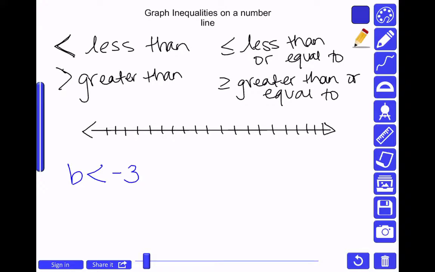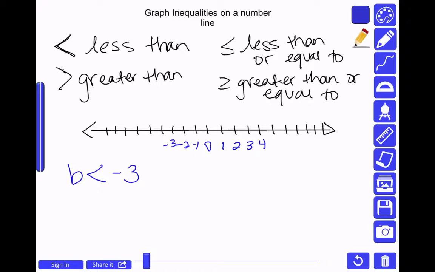So here is an example of an inequality. It says b is less than -3. And I want to graph this inequality. So I drew a number line here. And I can label this number line however I see fit or however would be best for this inequality. So I'm going to go ahead and just put 0 here. So this would be 1, 2, 3, 4. This would be -1, -2, -3, and so on.